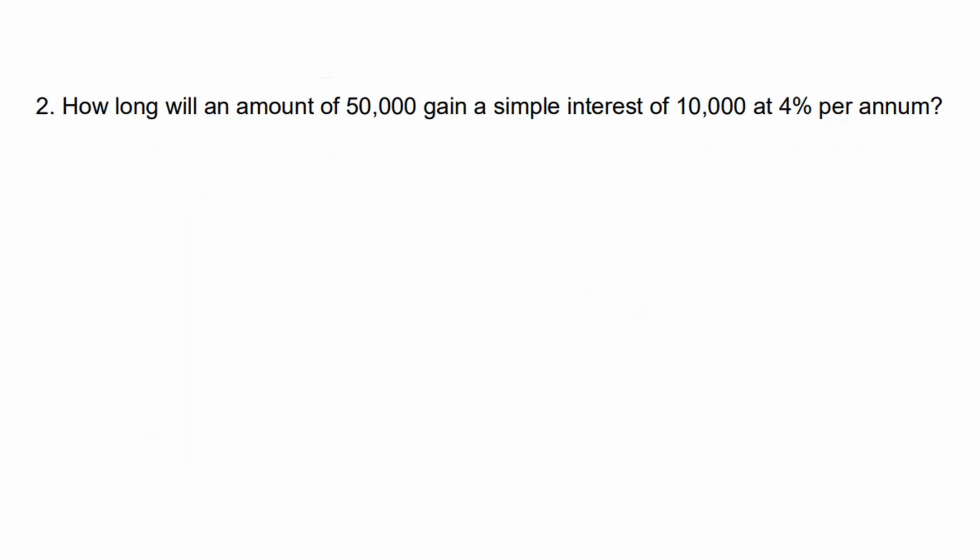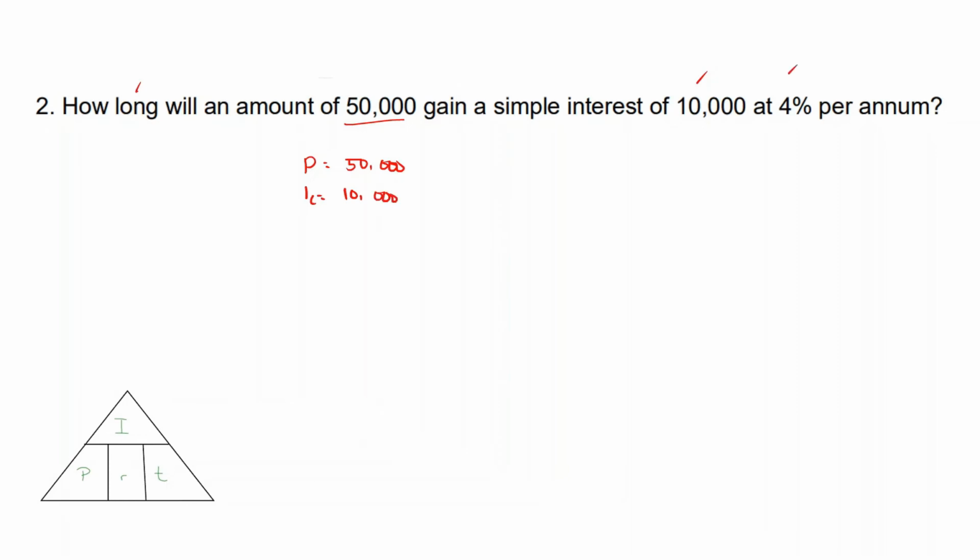How long will an amount of 50,000 gain a simple interest of 10,000 at 4% per annum? Okay, so the question is the time. So let's identify the given. We have in here 50,000, that's our principal. We have also a simple interest of 10,000. And then we have in here 4%, so that is our rate, 4% per annum. Again, what is required is the time.